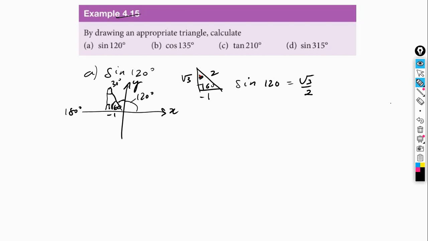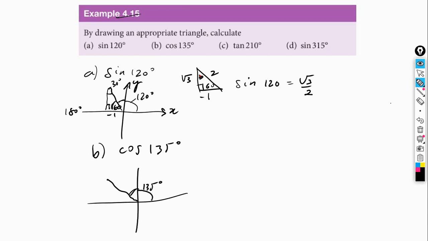Now for B, they want us to find the cosine of 135 degrees. So we proceed in the same manner. We draw the Cartesian plane, we draw a terminal arm, which would be right here. Notice that this is 90 degrees, and then we need 45 more to get to 135. So this is 135 degrees, which is what we want to find the cosine of. So how many degrees are left? 45 degrees. So our reference triangle is going to be the 45-45 one.